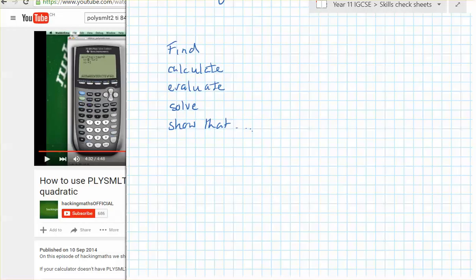And show that, well, we've talked about the show that ones before. Show that is basically calculate, but you've been given the answer. So what you need to do with the show that question is figure out what it is they're asking you to calculate and then calculate. Ignore the answer even is there and then just check your answer at the end. So it'll be show that x squared plus 2x plus 3 equals 0. And if you're looking at a shape problem, it's more than likely going to be calculate an equation for the area. So that's what you need to rethink it through.